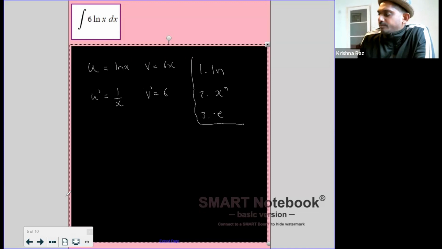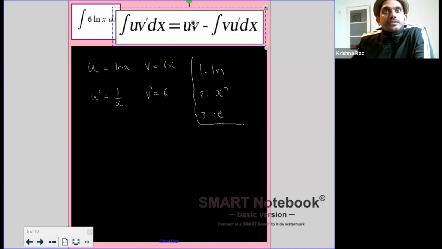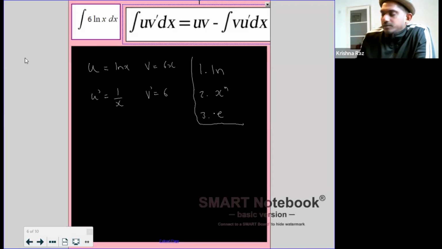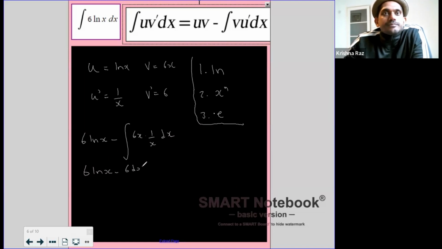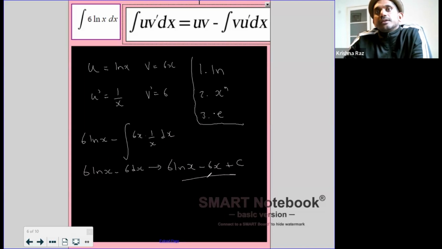So the integral will be uv, which will be 6x ln x, minus the integral of vu dash, which is 6x times 1/x. So suddenly it becomes quite straightforward. We get 6x ln x minus 6x plus c.